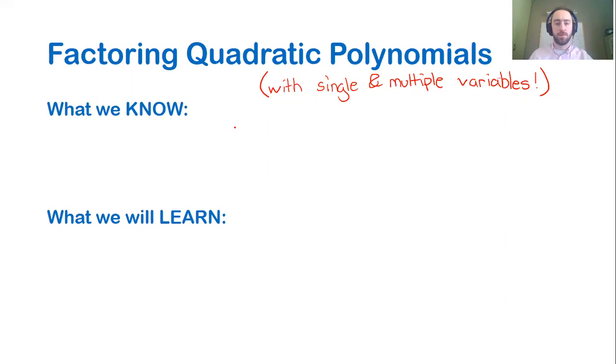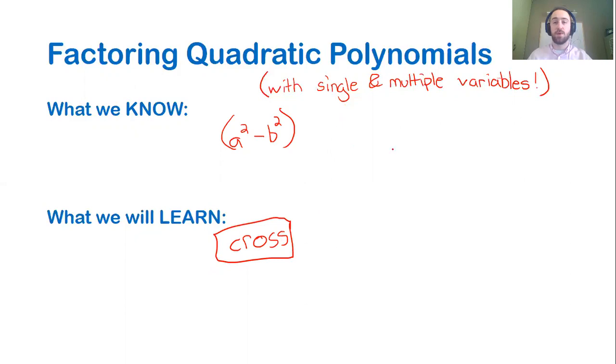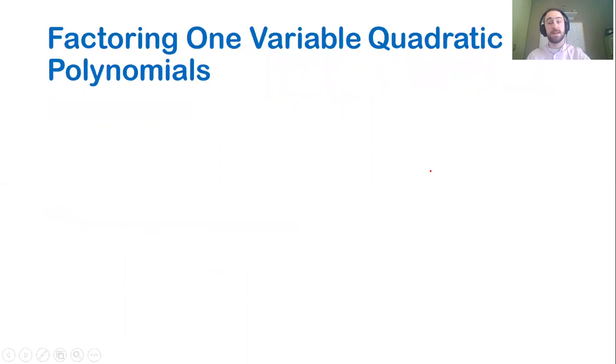So what we know so far is we know how to use basic factoring identities, such as our difference of squares. And we also know how to use our identities to factor basic quadratic polynomials with single variables. Today, we're going to look at the cross method of factoring. We're going to apply this for not only single variable polynomials, but also multiple variable polynomials as well. So let's get into it.